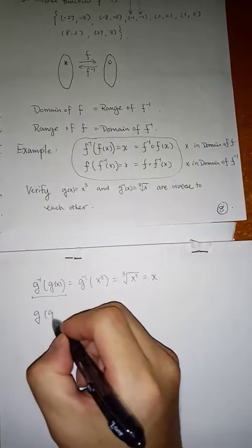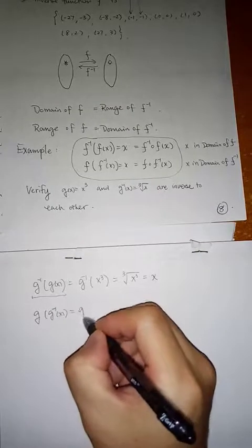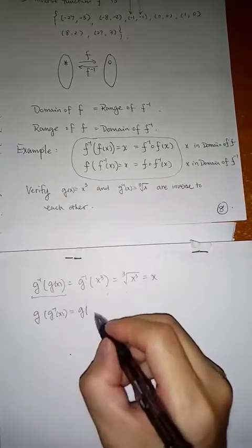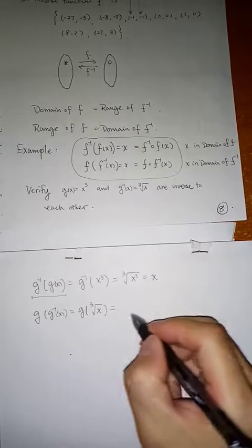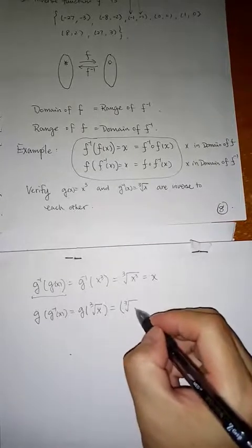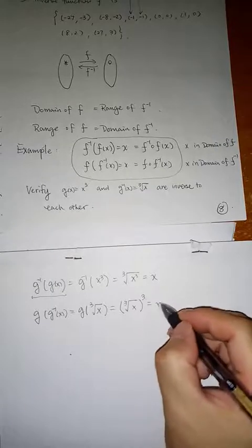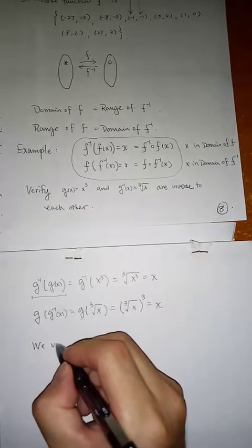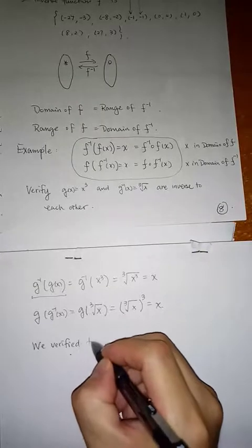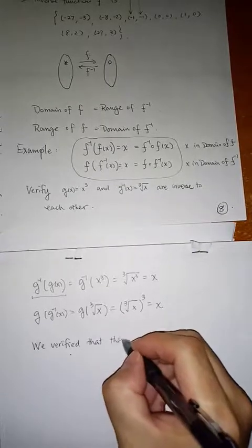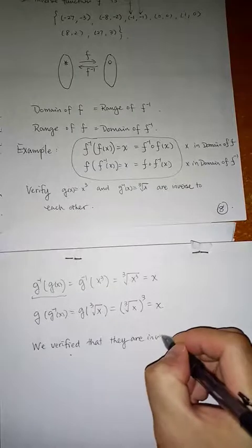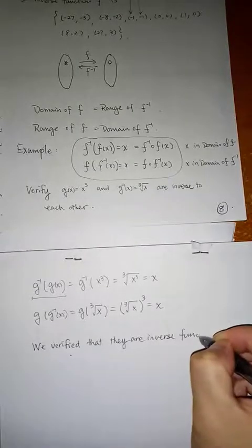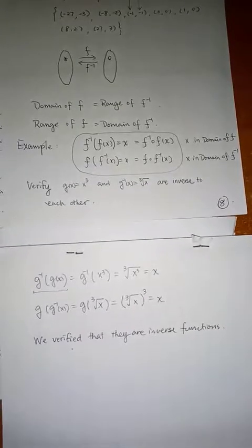And the other one, g composed with g inverse: copy the external function. g inverse is cube root of x. And then you get cube root of x, then cubed. You also cancel the cube root with the cube, you get x. And by these two computations, we verify that they are inverse functions. So just do the composite function, and you will verify the inverse.